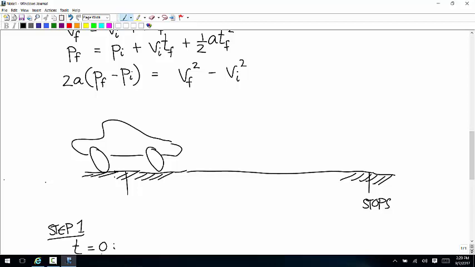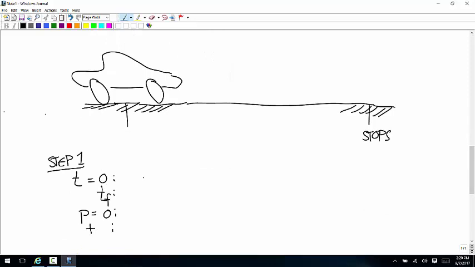Why not make this time final and this time equals 0? Because we don't have negative times, you know. So time equals 0 always has to be the earlier time, the earlier instant. So time equals 0 is when the car hits the brakes. Time final is when it stops.